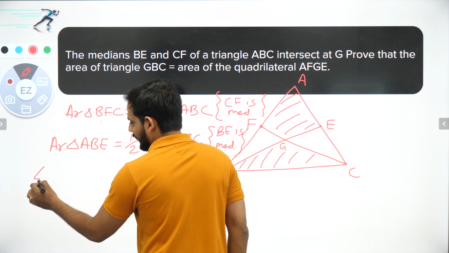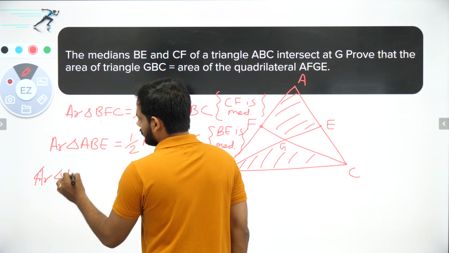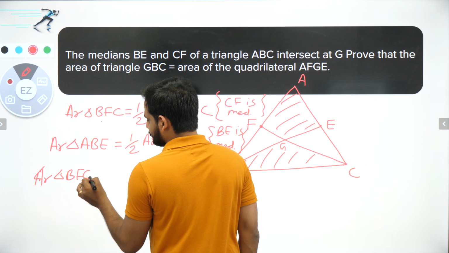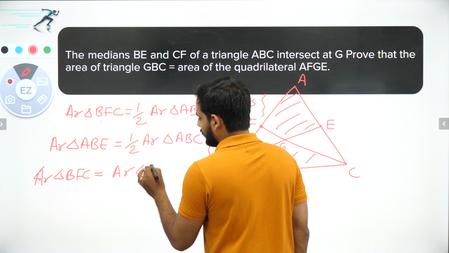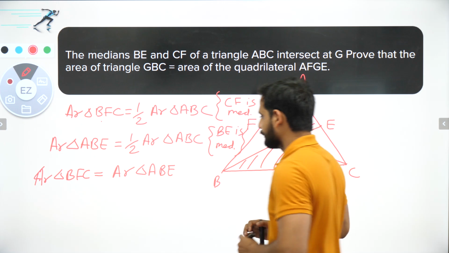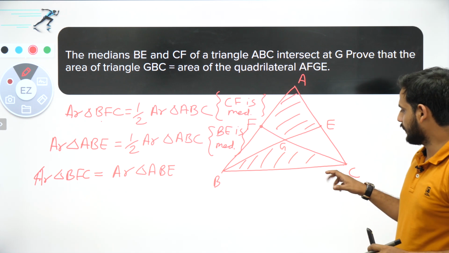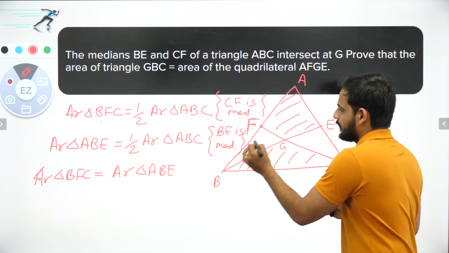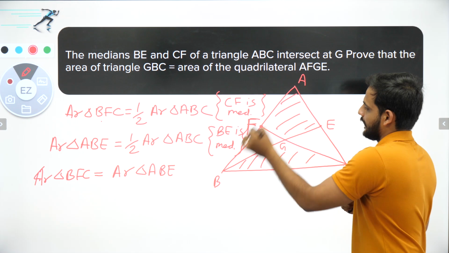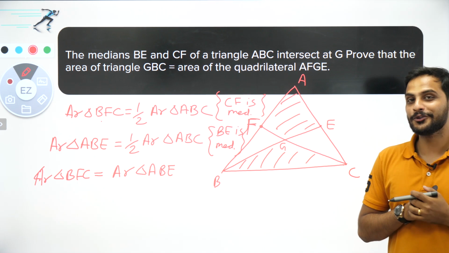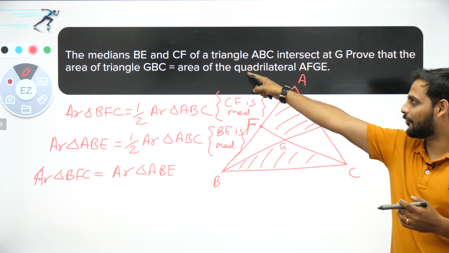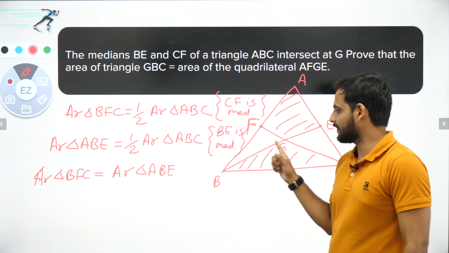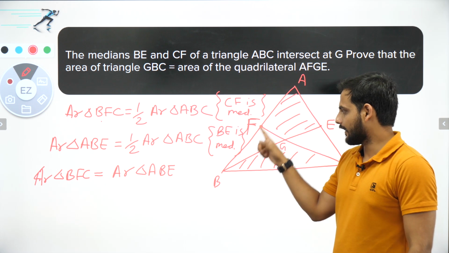That means the area of triangle BFC is equal to the area of triangle ABE. Look at F carefully, BFC and ABE. Now you will see, to get to the required form, I can get this triangle, but BFG is extra in the area of triangle BFC.